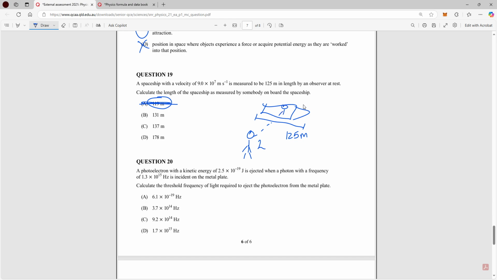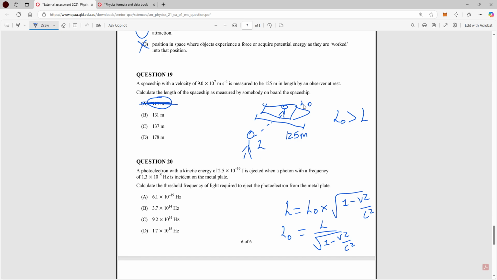The person on the ship is seeing L0. Now remember, L0 is greater than L. So we're just going to use this formula: L equals L0 times the square root, and this is the Lorentz factor. Rearrange to get L0 as the subject, so L0 is going to be L over this.